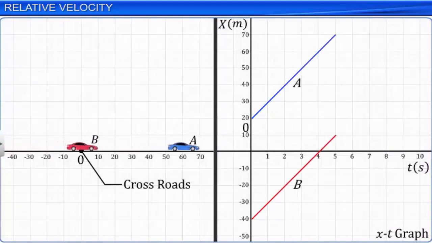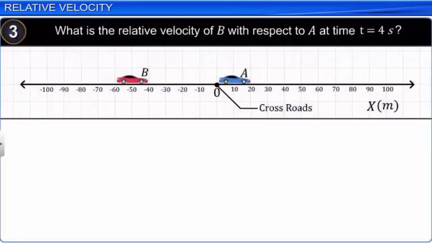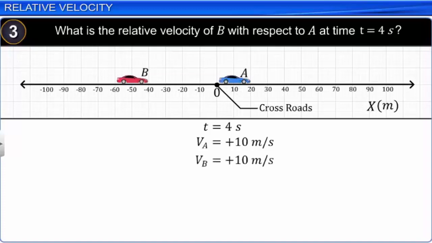What is the relative velocity of B with respect to A at time t equal to 4 seconds? We know that the values of t, VA and VB are 4 seconds, plus 10 meter per second and plus 10 meter per second respectively. As the two cars are moving with uniform velocity, VB by A is equal to VB minus VA. By substituting and simplifying, we get 0 meter per second.